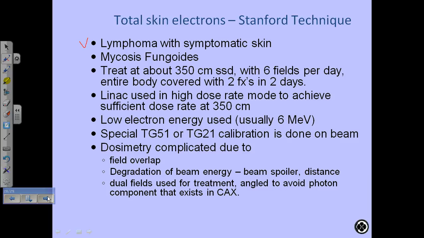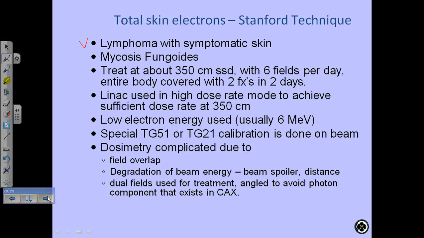Now, you do not want to treat an AP, an RAO, and an LAO on the same day, because you're adding up the AP with the LAO and the RAO. So there's this addition of dose that happens, and so we want to avoid that. So on the first day, we treat AP, and we treat an RPO and an LPO. And then on the second day, we treat PA and the 2 anterior legs. So one fraction is 2 days. And each field is a double field. It's an upper and lower. So that's how the Stanford total skin electron technique works.